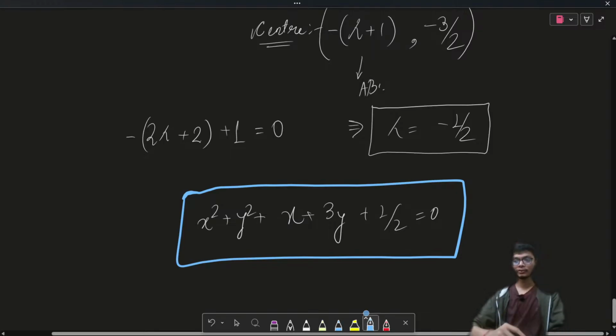Is this part clear to all of you? So this was what was basically being asked in the problem.